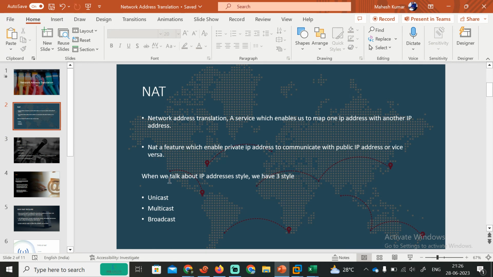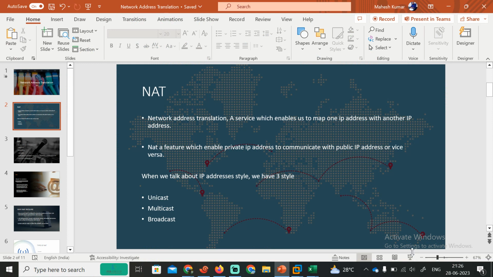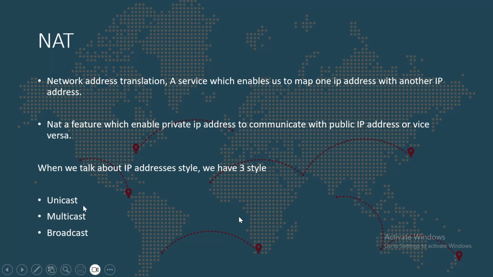When we talk about IP addresses, we have three types: unicast, multicast, and broadcast. Unicast means one to one. Pankaj, please mute yourself. If you have any question, raise a hand or unmute and ask me, I will give the answer. No need to worry. Unicast means one to one, multicast means one to many, and broadcast means one to all. Correct, guys?